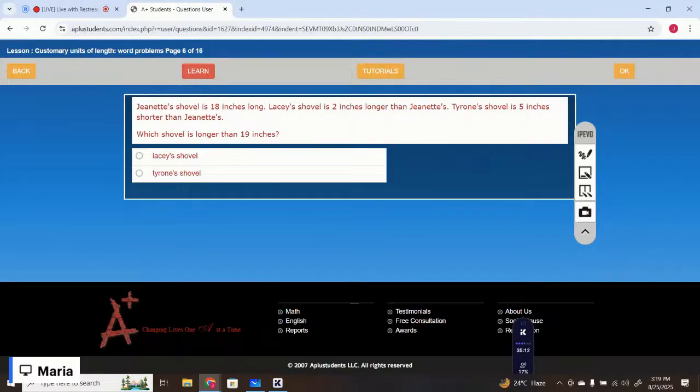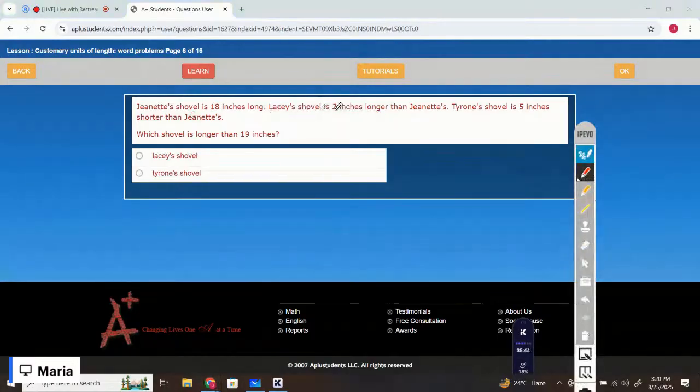Janet's shovel is 18 inches long. Lacey's shovel is 2 inches longer than Janet's. Trion's shovel is 5 inches shorter than Janet's. Which shovel is longer than 19 inches? Lacey's shovel is.